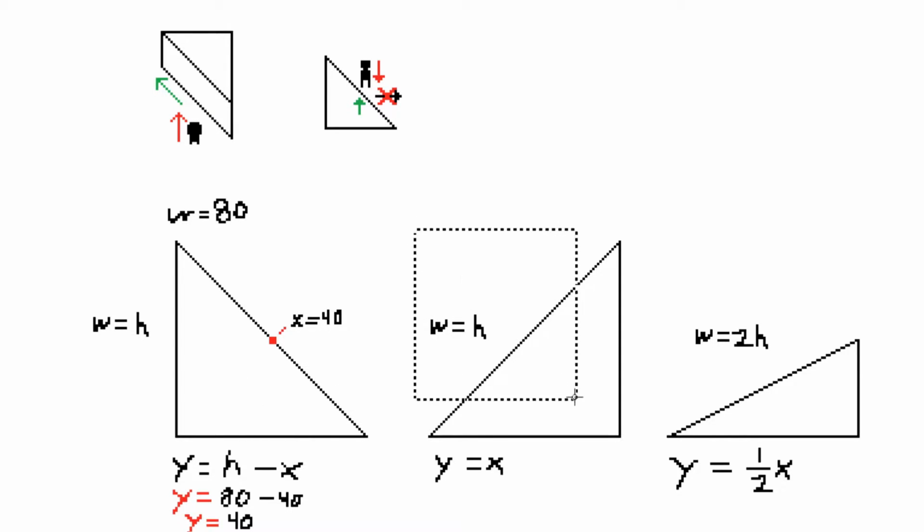This ramp is very similar, it's just flipped in the other direction, and the equation for finding the edge is just y equals x. And this ramp on the right is a bit different. It's not as sharp of a ramp. The width is twice the height, and you can find that the position of the edge can be found with y equals 1/2 of x.